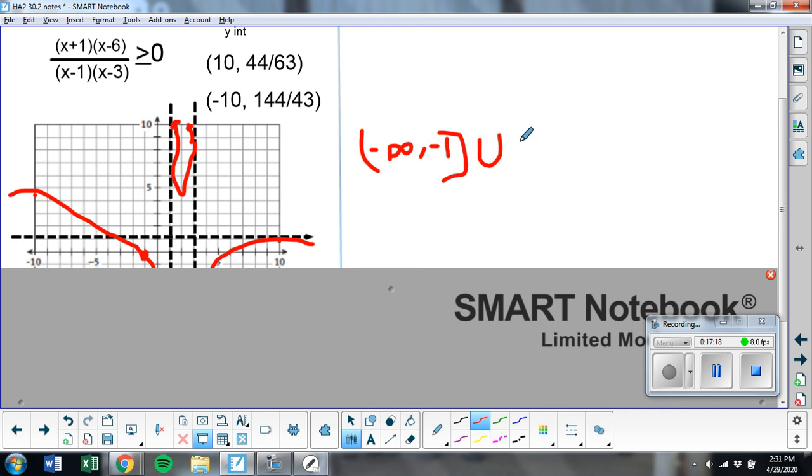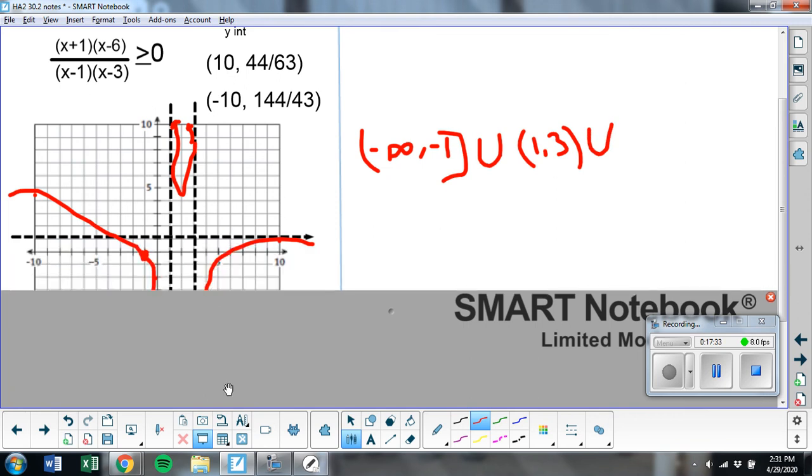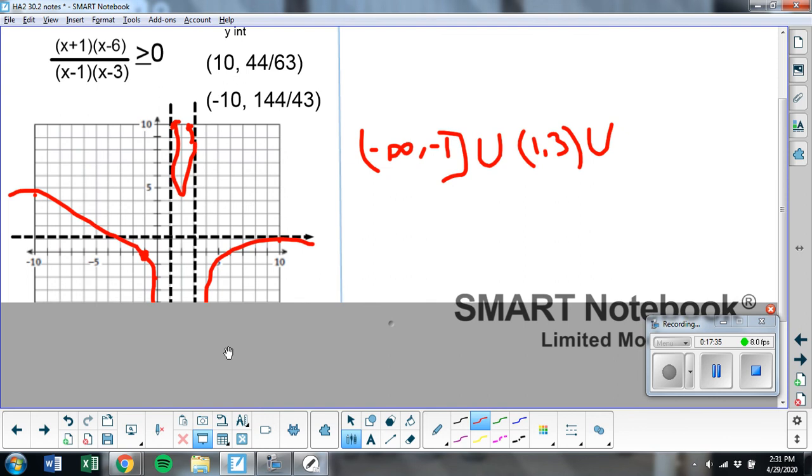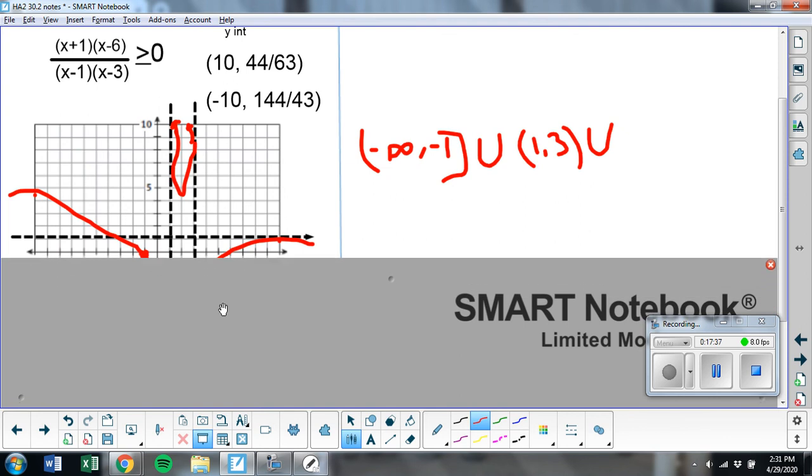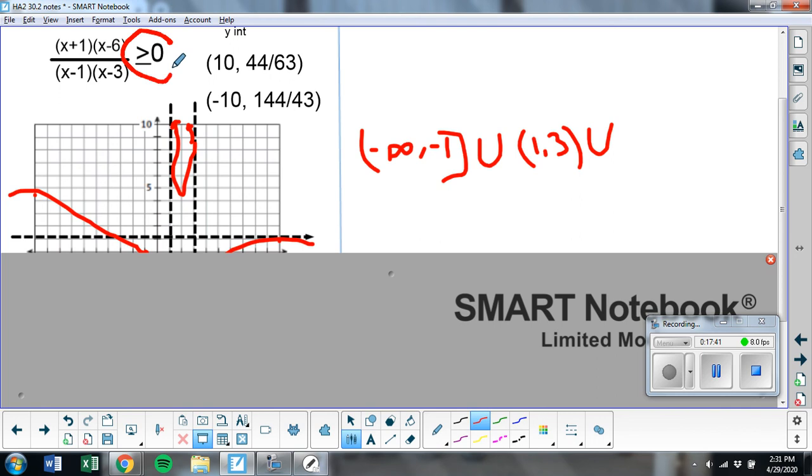So union 1 to 3. I can't include those because those are vertical asymptotes. We can never touch the vertical asymptote. And then finally, I want this piece of the graph. So remember, here's a height of negative 5, negative 4, negative 3, negative 2, negative 1. Here's a height of 0. That's what our graph is saying. Our graph can only be greater than 0 or equal to 0.